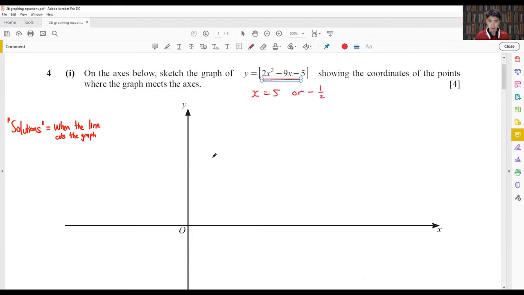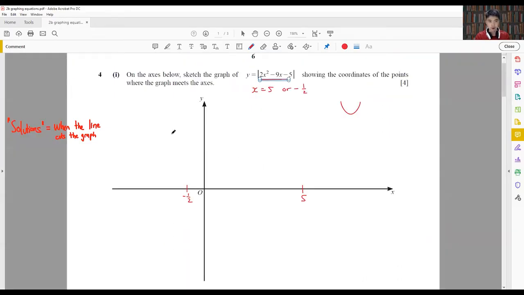Okay, and from here I would mark it on my graph. Let's just say negative 1 over 2 would be somewhere here and 5 would be somewhere further around here. These two are the points where this quadratic graph, which by the way is a smiley face since it's a positive quadratic graph, will cut the x-axis. If it was a normal quadratic graph, it would look something like this, where you have another point where it intercepts the y-axis at negative 5.